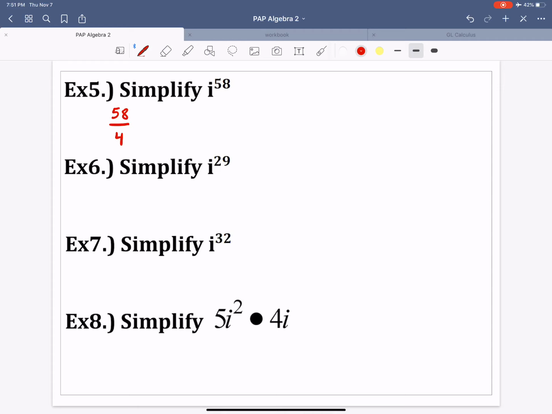So 4 goes into 58. Let's see, is that 14 times? You know what, let's actually do the division. 4 goes into 5 one time, times 4. 4 goes into 18 4 times, so it's 14. Okay, so 14, and then we've got remainder 2. We'd have 14 remainder 2.